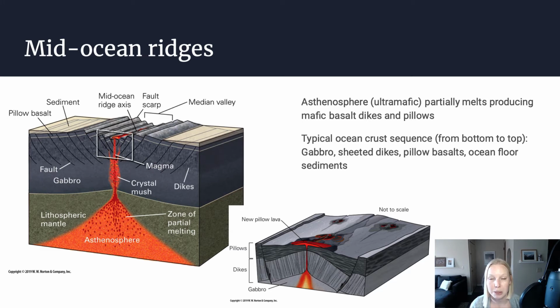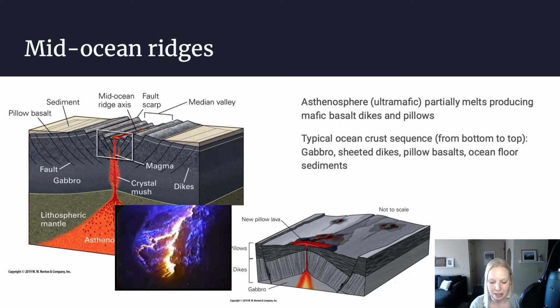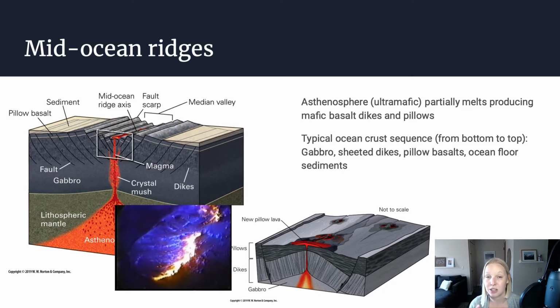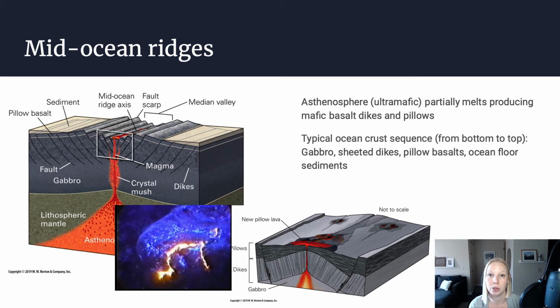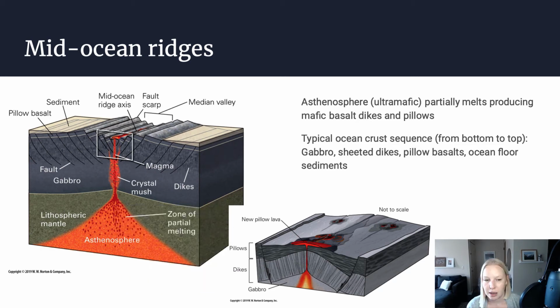And we get what we call basalt pillows very frequently because that basalt is actually erupting and it's cooling very quickly because it's hitting cold ocean water. If we were to look at a sequence of rocks from bottom to top of ocean floor, you would expect to see gabbro, where that asthenosphere has cooled and crystallized into a gabbro. It never erupted at the surface.